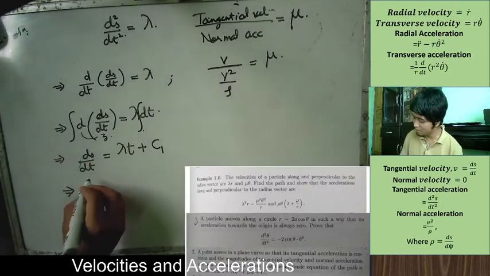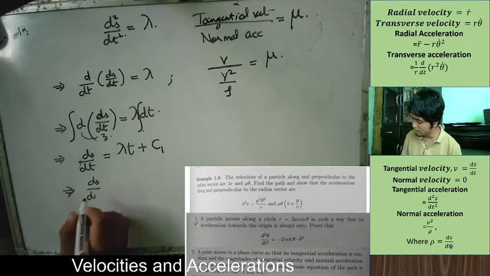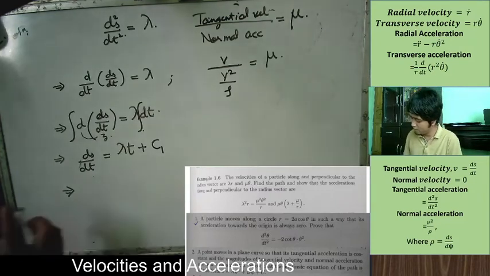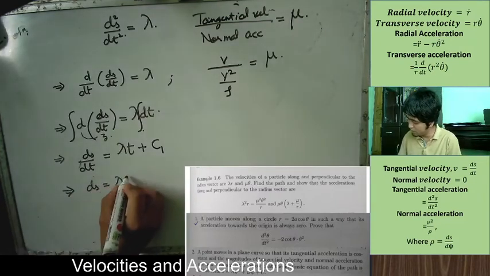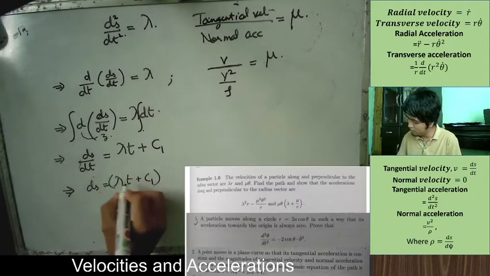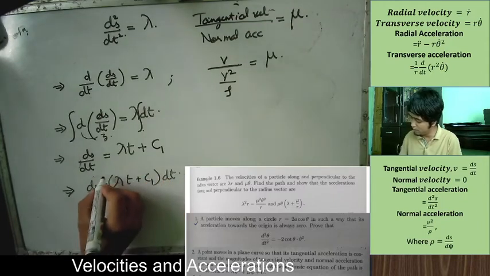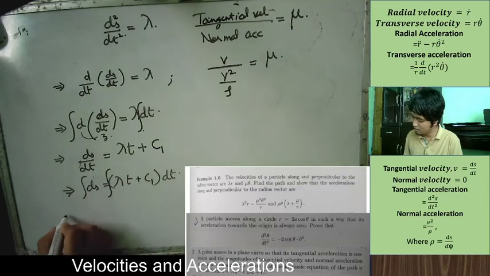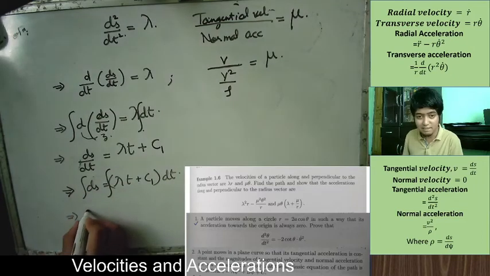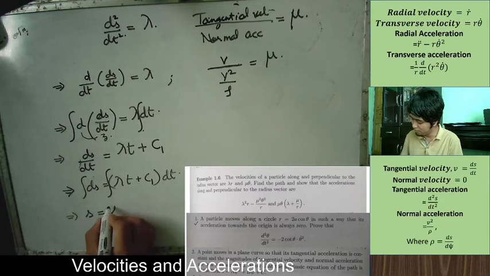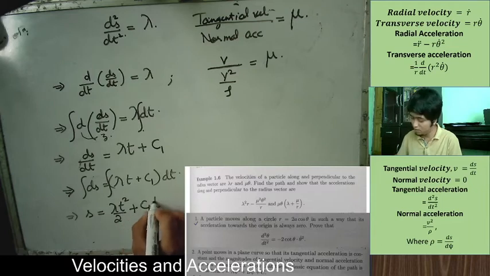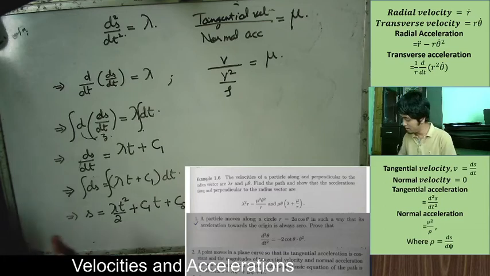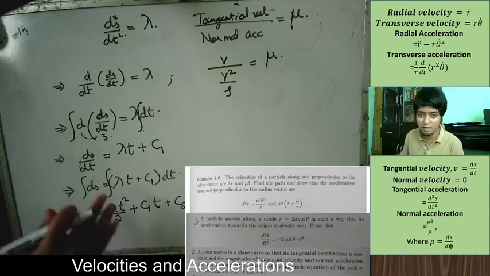Again we can separate the variables: ds equal to (lambda t plus c1) dt. Again we can integrate. Integration of ds will give you s. Integration of this one will give you lambda t squared upon 2 plus c1 t, plus another constant c2. So this is what we have from this first equation.